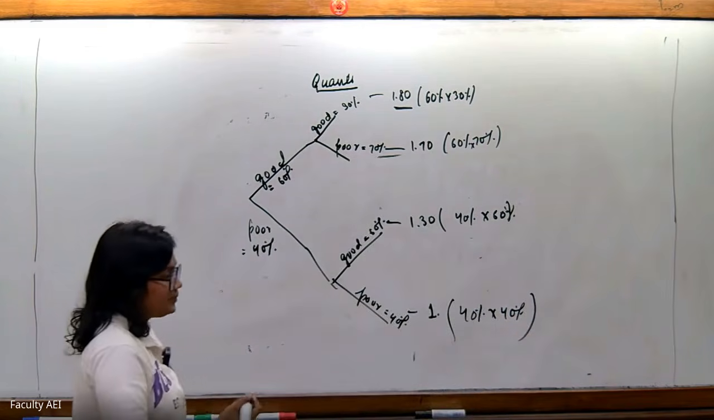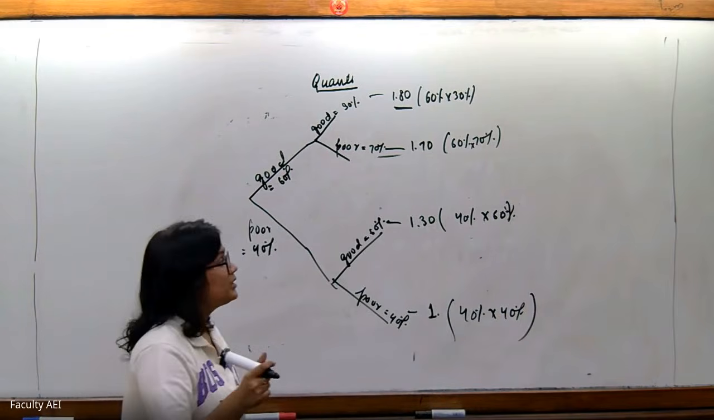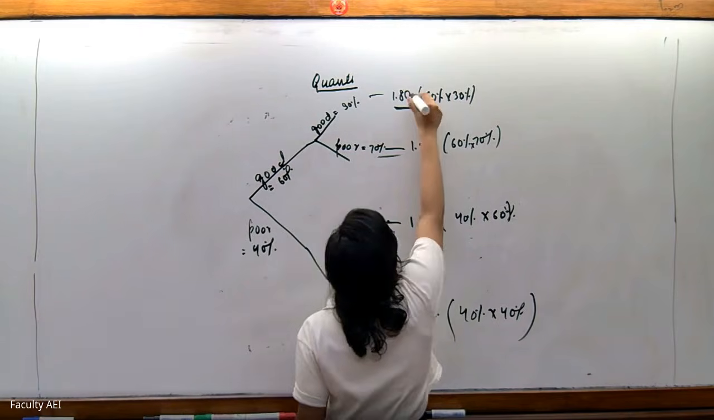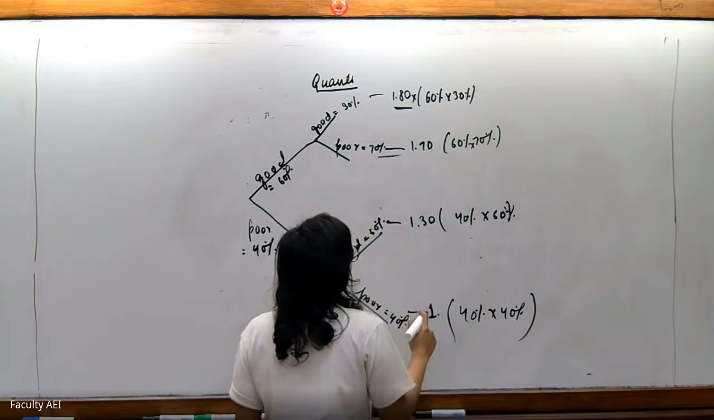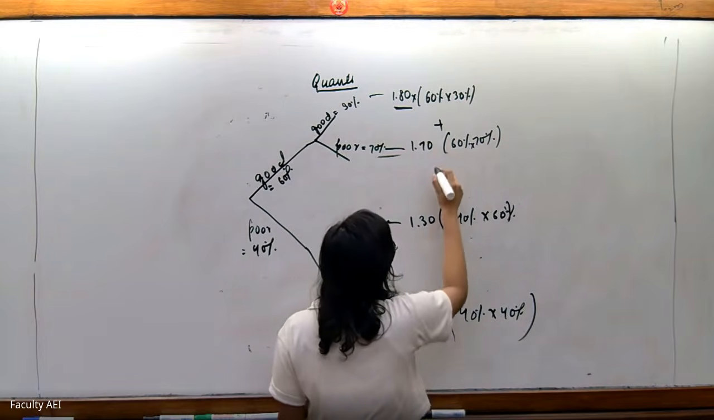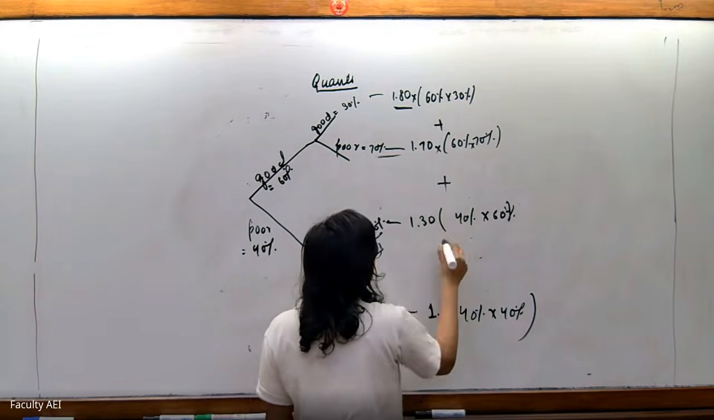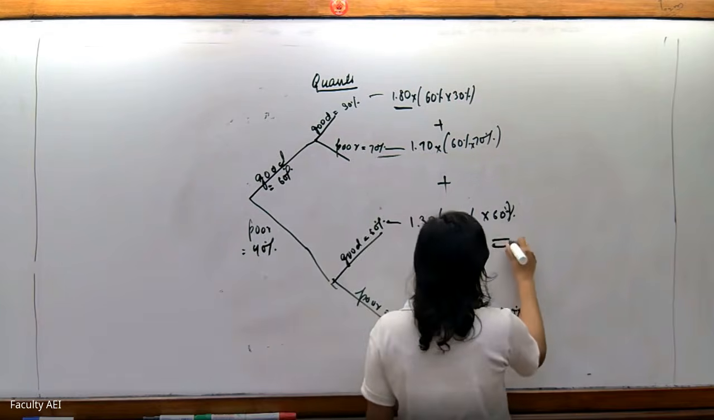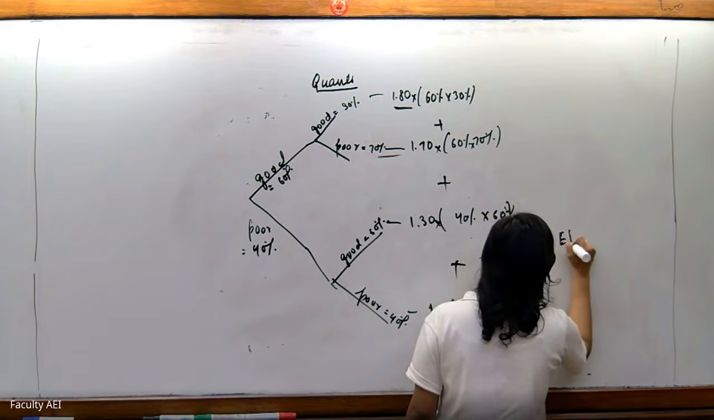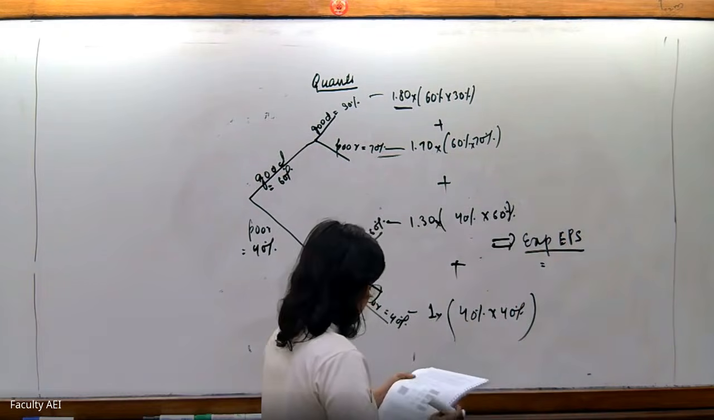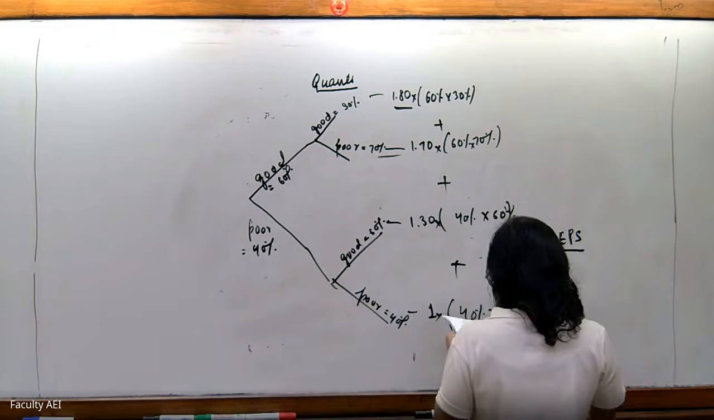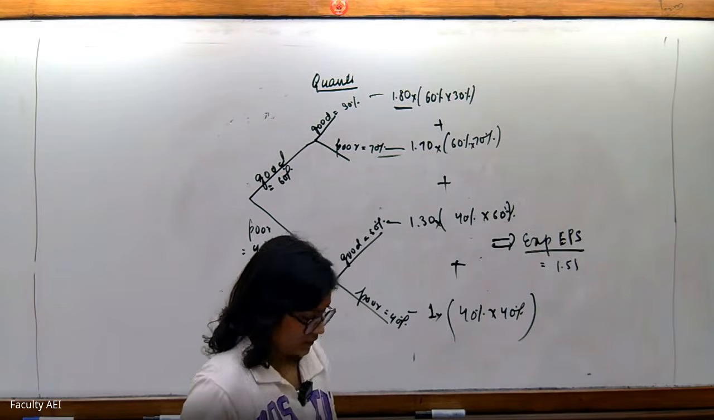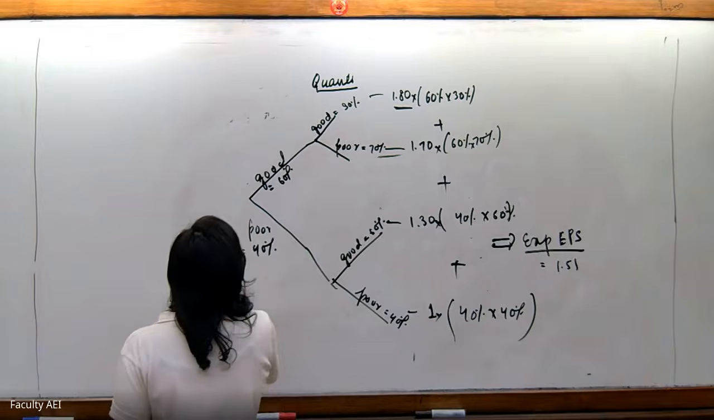Now, what is expected EPS? Expected value of anything is value multiplied by the probability. So, to find the expected EPS, you take 1.80 into the probability of generating 1.80 EPS, add 1.70 into its probability, 1.30 into its probability, and 1 into its probability. The final answer, your expected EPS, is 1.51. Any doubts? No, ma'am.